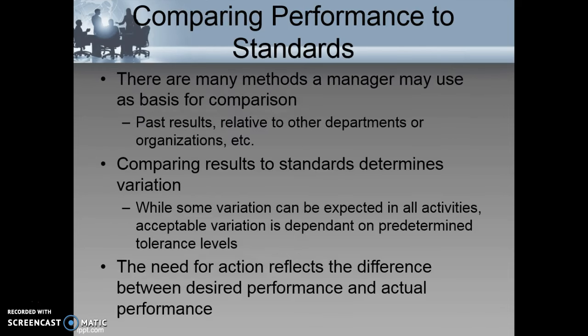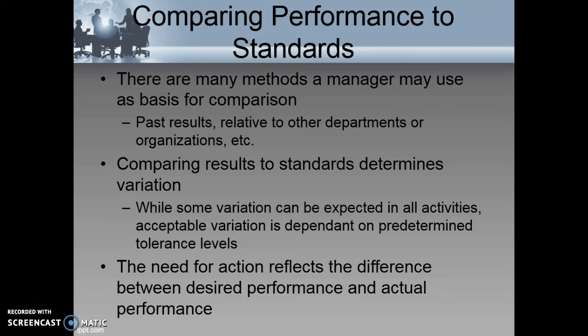Once we have those observations, we can then compare the performance to the standards that we set. And there are many methods that a manager may use to do this. We can try and compare based on calculated results of what we think we should get. We can compare to past results we've gotten previously, and we can compare to other departments or other organizations to see if we're keeping up with them. Comparing results to standards determines variation. It determines how much we are off by the standards that we set for ourselves.